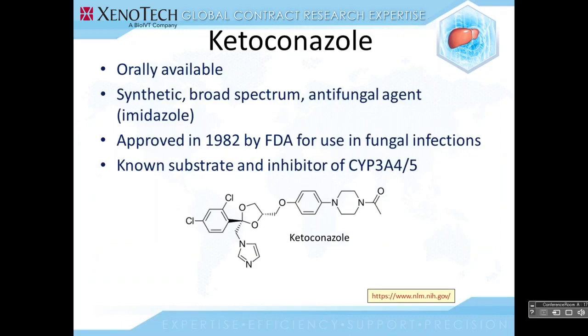So getting into the paper, as a bit of background on ketoconazole, this is an orally available drug. It's a synthetic broad-spectrum antifungal agent of the imidazole class, as you can see from the figure at the bottom of the slide. In 1982, the FDA approved its use for fungal infections, and since then it's known to be a substrate and an inhibitor of CYP3A4 and CYP3A5.